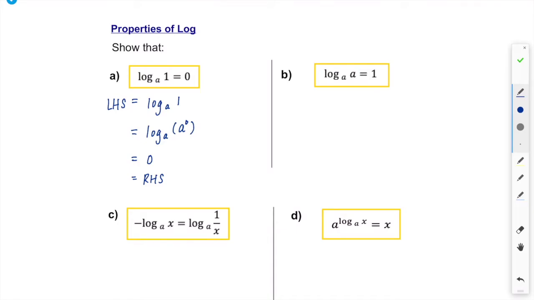For b, can you think of what you can do? Let's try a left side, right side proof again. So left hand side is log a base a. And technically, I know that this is the same as saying log a to the power of 1 is equal to a. So we have shown that, yes, if your number here, the bigger number a, so to speak, and the base match up, it's always equal to 1.